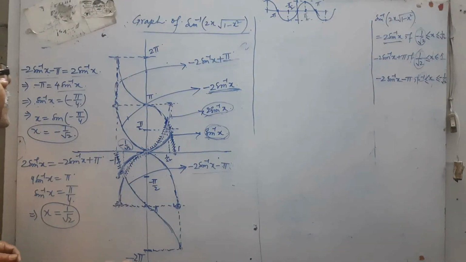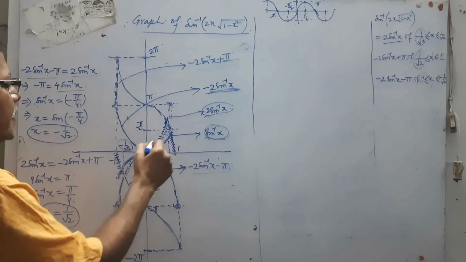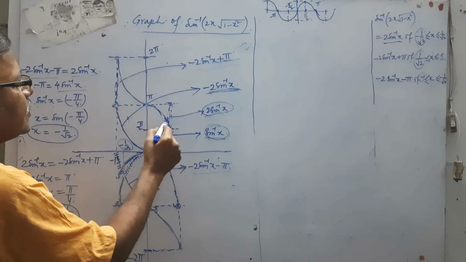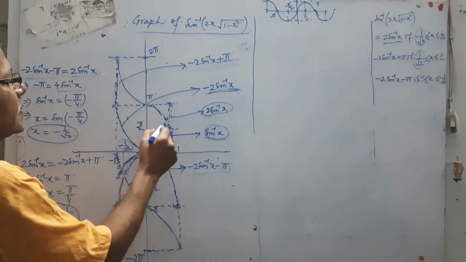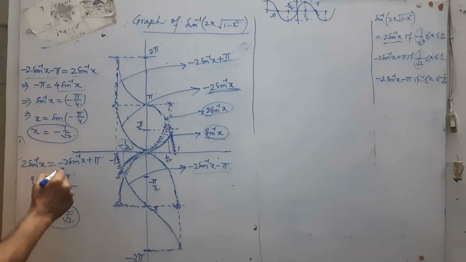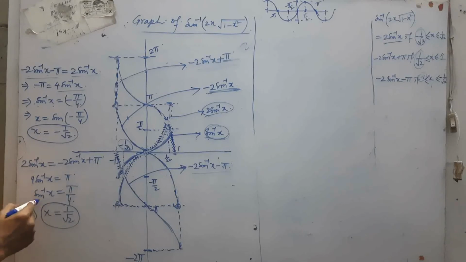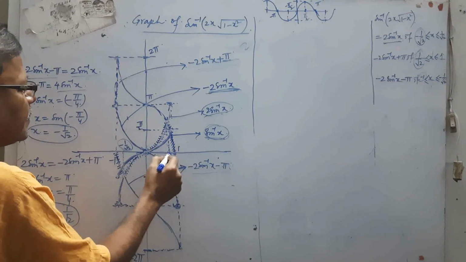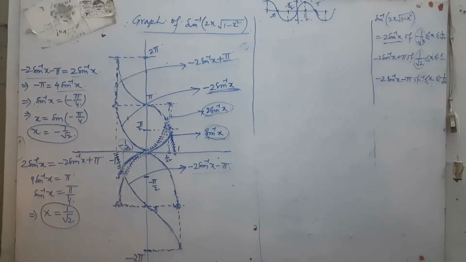Same way, if we consider this 2 sin inverse x and minus 2 sin inverse x plus pi, these two are intersecting at this point. How to get this one, that I have explained over here. 2 sin inverse x is equal to minus 2 sin inverse x plus pi. This is taken to this side, so sin inverse x is equal to pi by 4 and x is equal to 1 by root 2. Means this point of intersection on the x-axis will be represented by 1 by root 2.